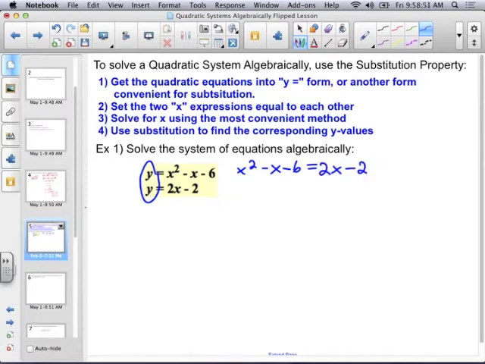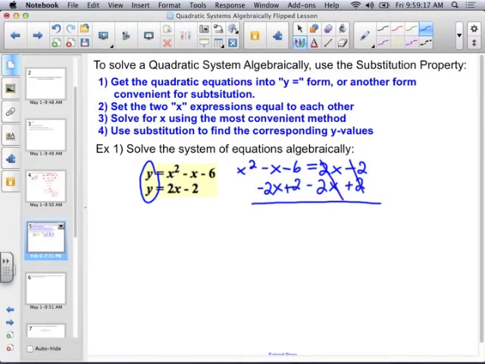And now, using whatever method I want, I'm going to solve for x. Now, since I'm dealing with quadratics, I'm going to get it equal to 0 and then try to solve it by factoring if possible. So I'm going to take that 2x and move that over, and the negative 2 and move that over. I'm going to do the same thing here. Subtract 2x and add 2.